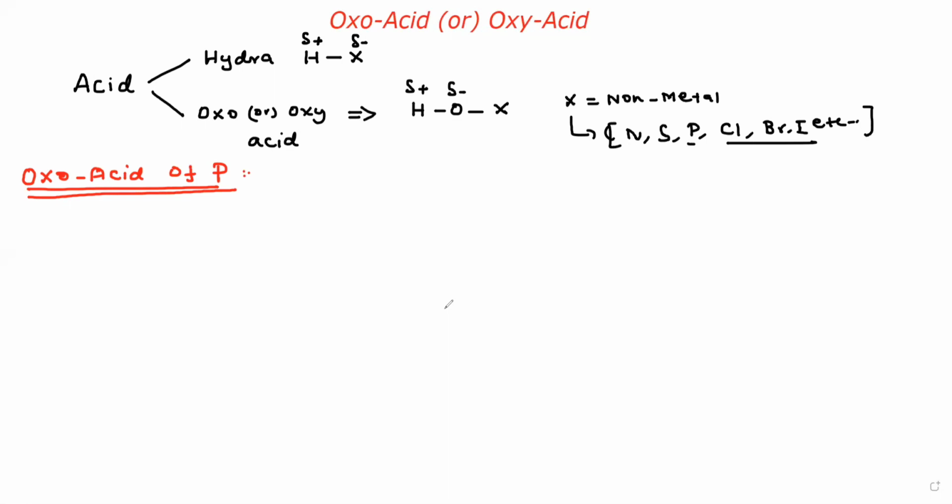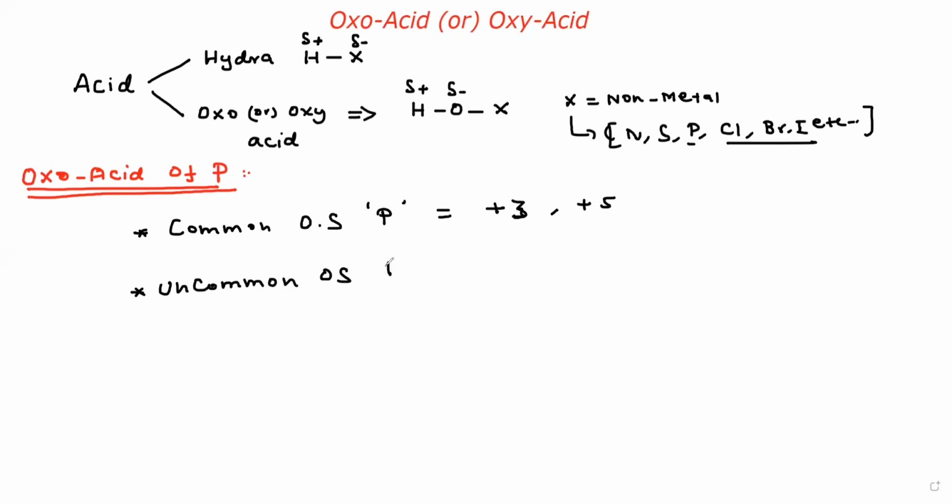Now see. First, you have to know, very important, the common oxidation states of phosphorus. They are +3 and +5. The uncommon oxidation states of phosphorus are +1 and +4. Listen, whenever phosphorus has +3 or +5, we call that ortho. Phosphorus with +1 or +4, we call hypo.